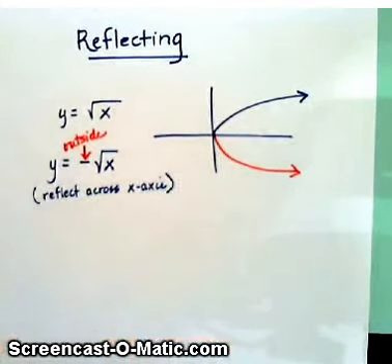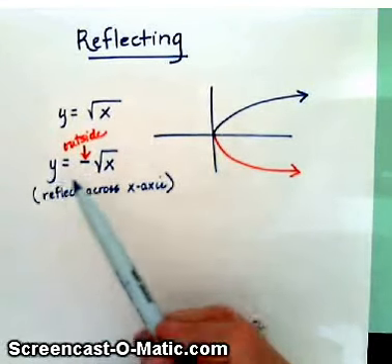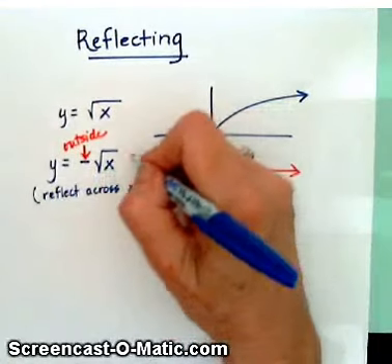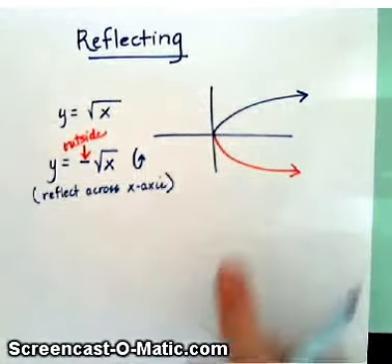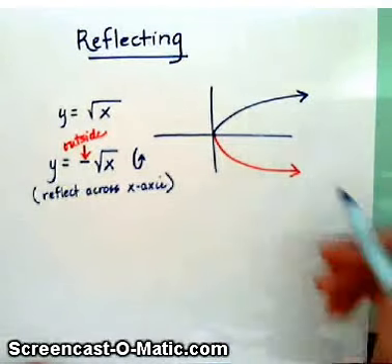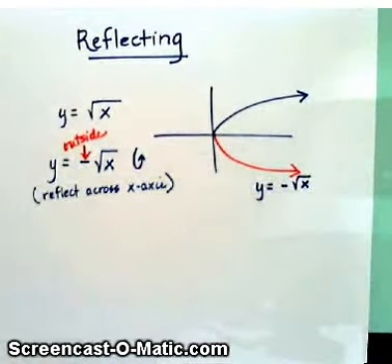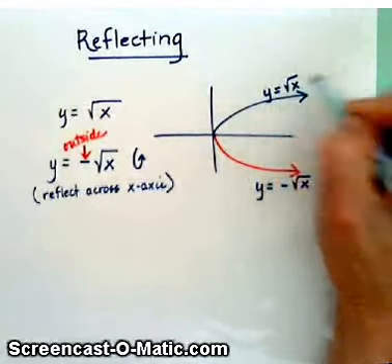Now, I don't worry too much about that. I just know that when I stick a negative in front of a parabola, it turns it down. So when I stick a negative in front of any function, it is going to flip it across the x-axis. So there is the graph of y equals negative square root of x. This is the graph of y equals square root of x.